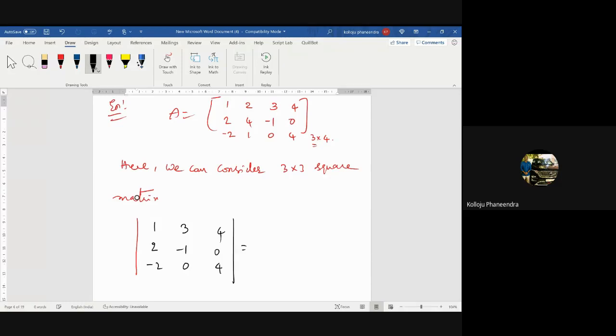What is its value? 1 into this is negative 4, 0. Negative 3 into this is 8, 0. Plus 4 into this is 0 and minus 2. What is this value now? This is negative 4, negative 24, negative 8. Anyway, not equal to 0, correct?